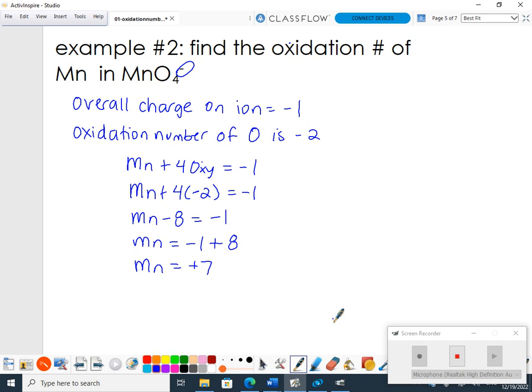Okay, so again, you can check. I look at manganese, there it is. 7 is a possible choice, so I'm probably right.